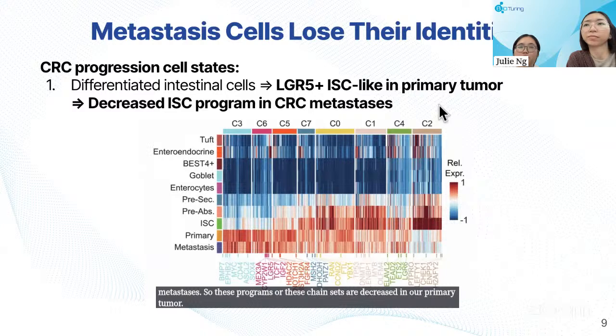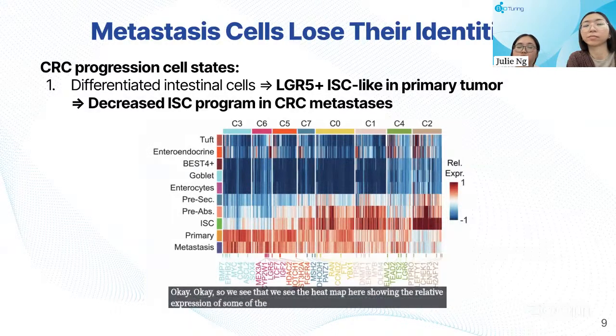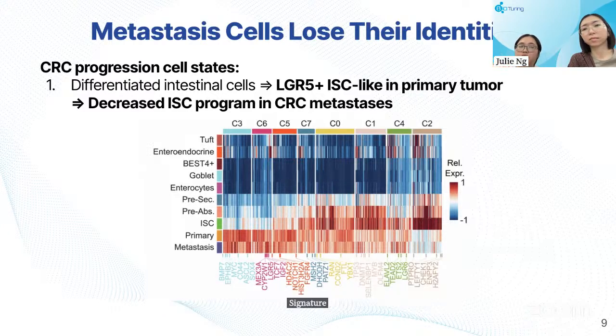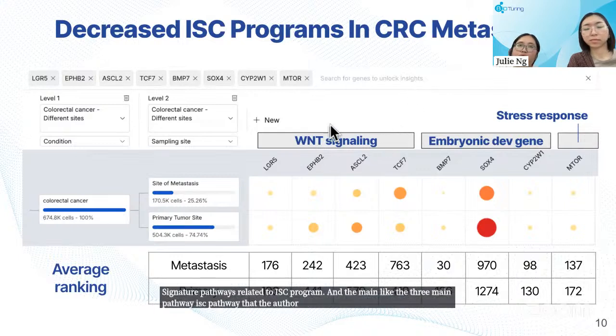We see the heat map here showing the relative expression of some of the top differentially expressed genes across the primary tumor site and metastasis site. You can see that the authors grouped those genes into different colors, representing different signature pathways related to the ISC program. The 3 main ISC pathways that the authors mentioned were Wnt signaling, embryonic development genes, and the stress response, which were shown to decrease in CRC metastasis.